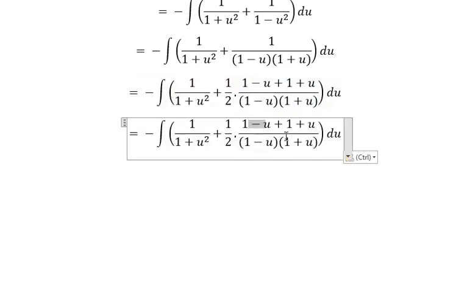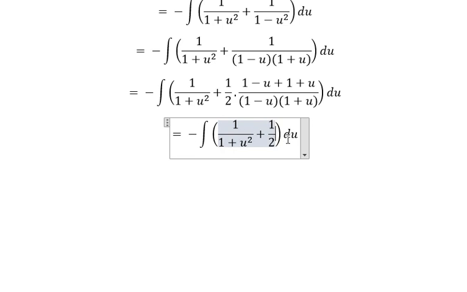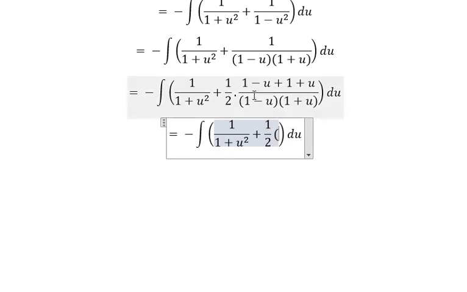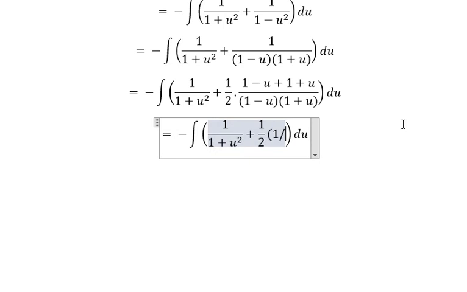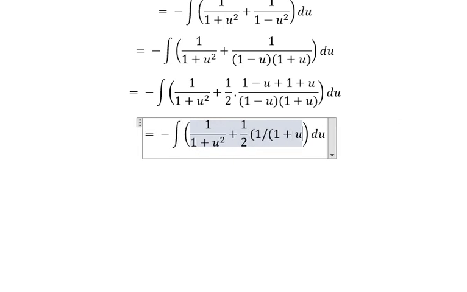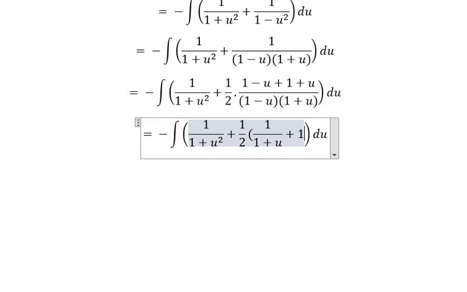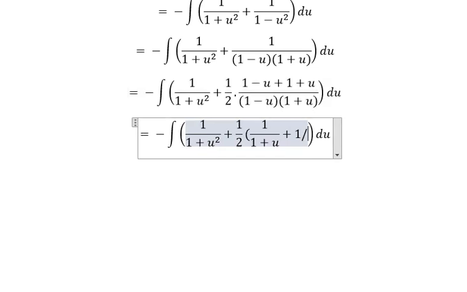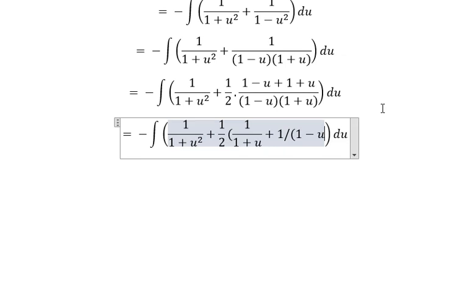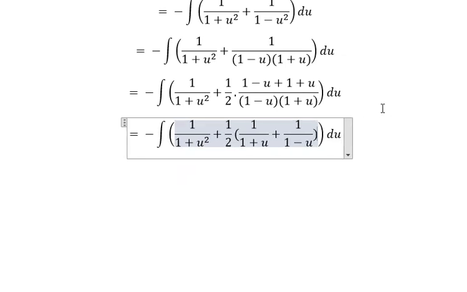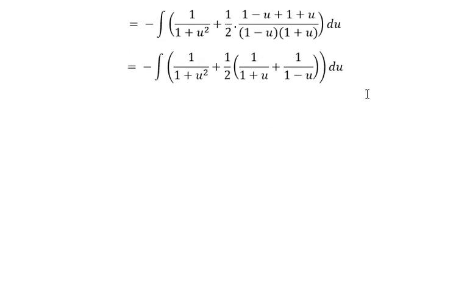Now we will get 1 minus u divided by 1 minus u, you got 1 over 1 plus u. And the next one, 1 plus u divided by 1 plus u, you will get 1 over 1 minus u. And now we can get the answer in here.